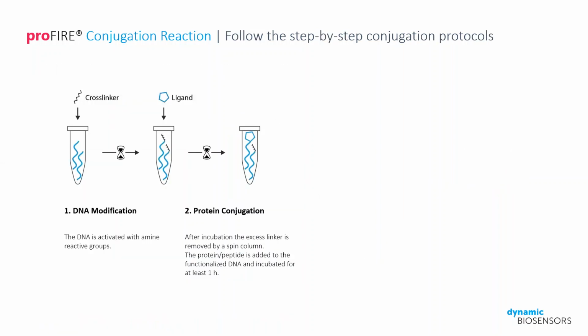Our coupling kits not only come with reagents, but they also come with a step-by-step protocol to guide the user through the conjugation reaction, starting with the activation of the DNA with crosslinker and ending with the incubation of the protein target with the activated DNA. This includes recommendations for duration and temperature of reaction for maximal reaction yields.